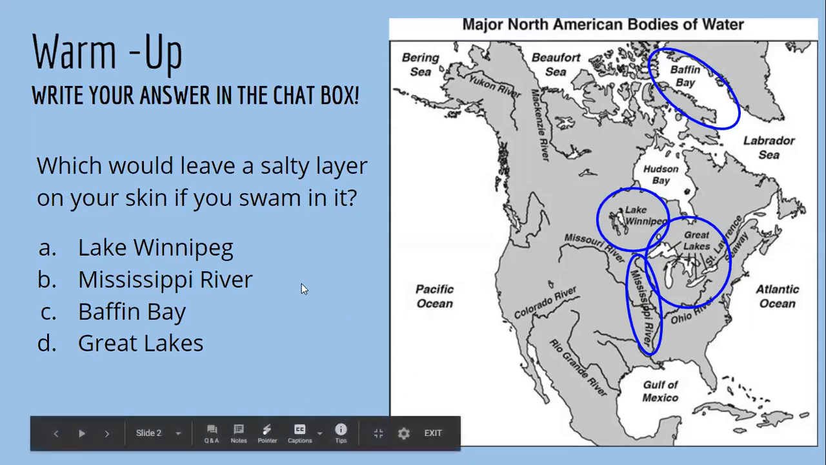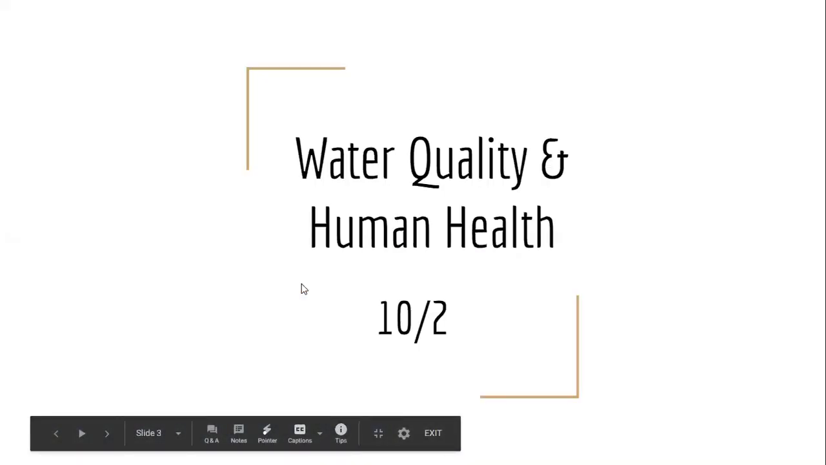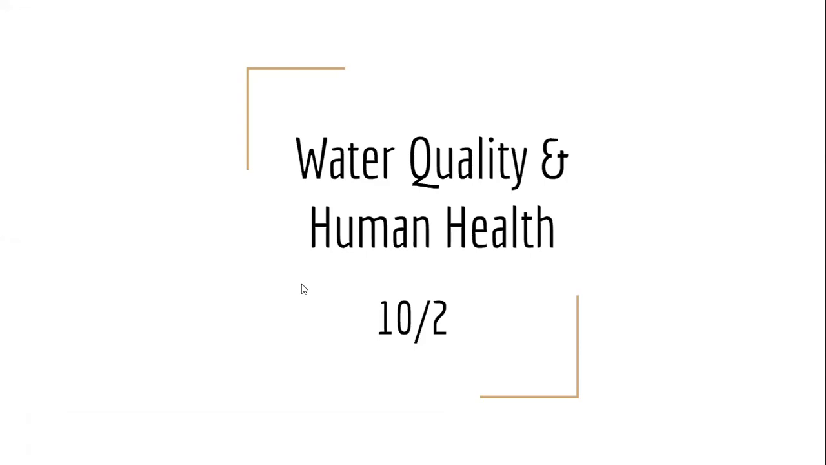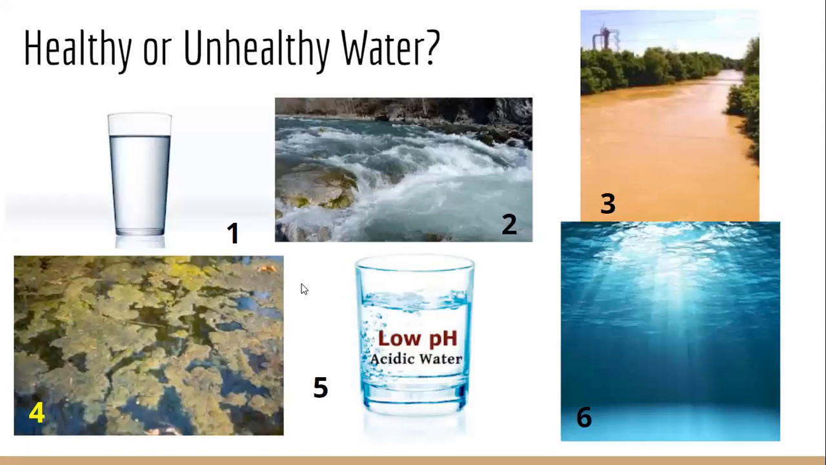Alrighty. So we'll go ahead and get started. We've covered about 3/4 of the information that is going to be on your test next week. So today we are going to do the last piece, which deals with water quality, human health, and stewardship. So in the chat box, go ahead and tell me which ones do you think are healthy or unhealthy. You can just type the numbers and that'll be perfectly fine. Which ones do you think are healthy versus unhealthy?